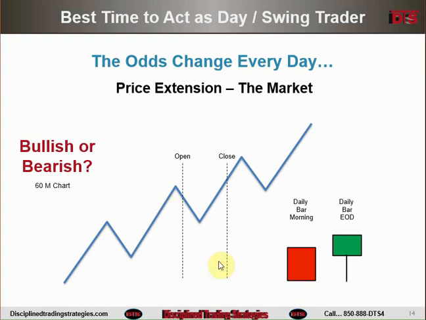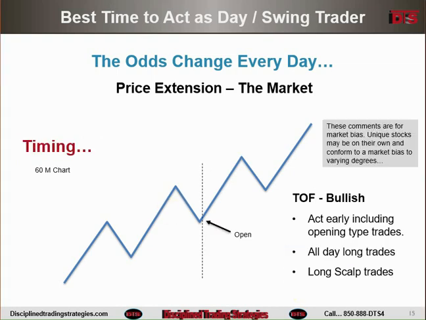Let's carry that a step further and say, what does that mean directly to your trading? Well, if this is our chart pattern and we open right here, what are our thoughts that day? Our thoughts are to act early, opening type of trades. The time frame we care about is in an uptrend.